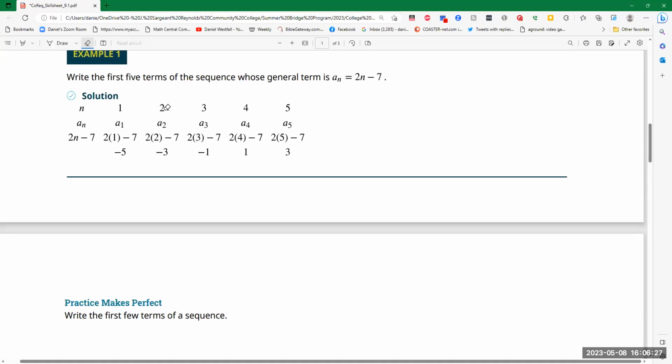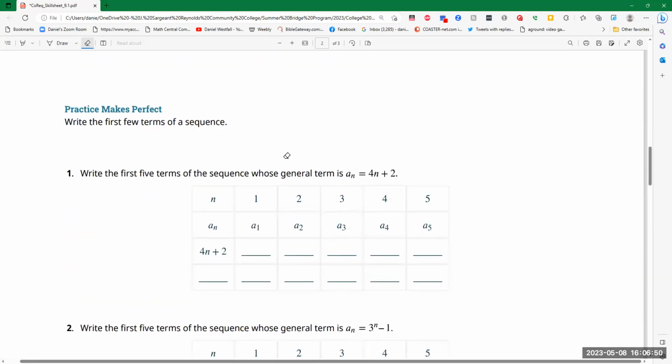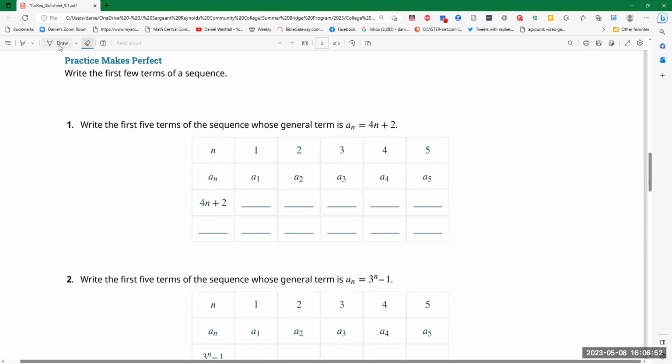Then we're going to plug in 2. So our a sub 2 term is going to be 2 times 2 minus 7, which is 4 minus 7, which is negative 3. Follow that pattern. 2 times 3 is 6 minus 7 is negative 1. Then 2 times 4 is 8 minus 7 is 1. 2 times 5 minus 7 is 3. It's pretty straightforward to go forwards like this.